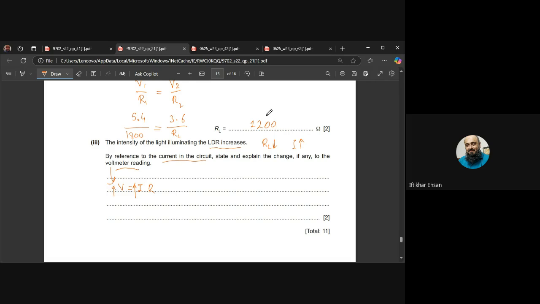So we will start from here. Due to the increase in light intensity, the resistance of the LDR will decrease and the combined resistance decreases as well, which will increase the current. And potential difference V equal to IR through the fixed resistor will increase. So the voltmeter reading gets higher, increases, right? Clear?